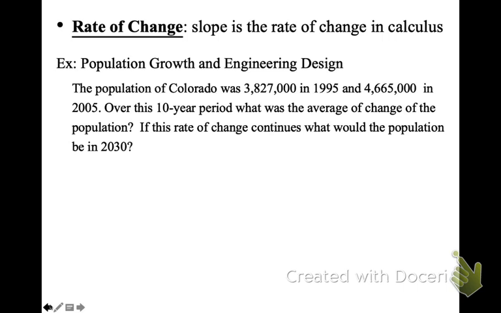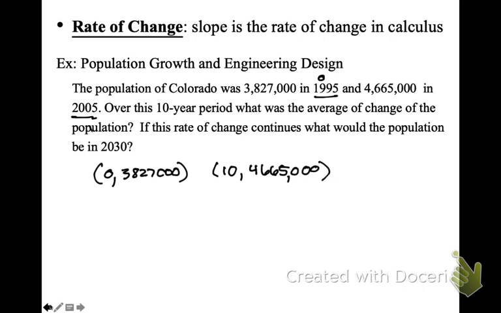Okay, this is your first year, yes? So I could make this year 0. So that point would be 0. At 0 time, my population was what? 3,827,000. Okay. Now, if this was year 0, how many years later is this one? 10. It says right there too. 4,665,000. Right? Okay, so how do I find that average rate of change?